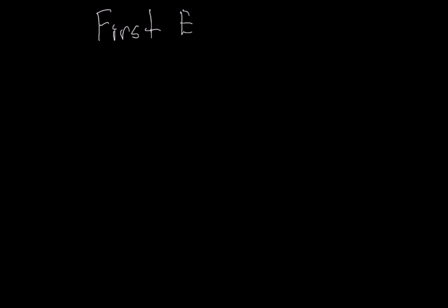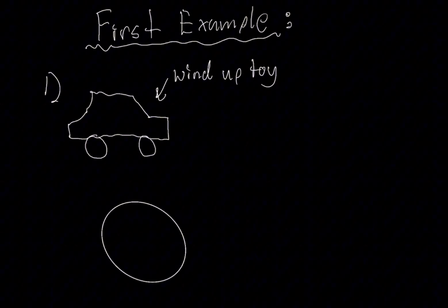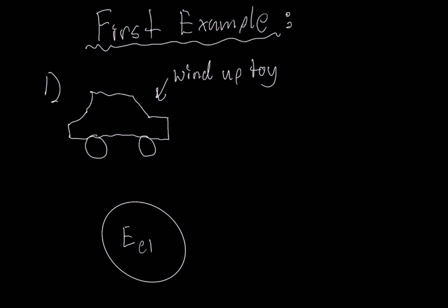For our first example, you have a wind-up toy which is at rest and fully wound up. This means that all of the toy's energy is stored in elastic energy, which is generally expressed as EEL. To express this, you just draw a pie where the entire thing is elastic energy and label it with that.